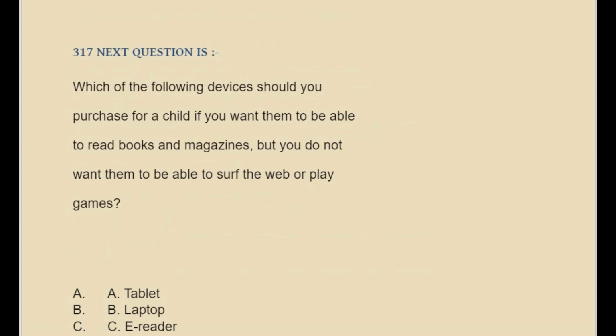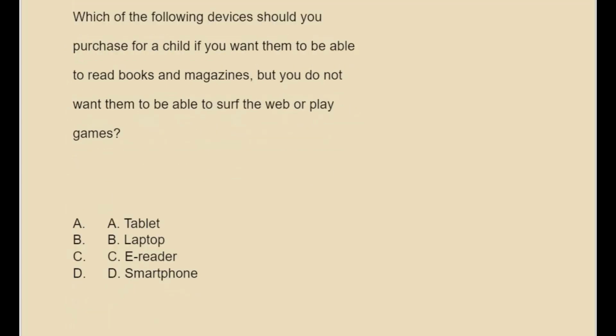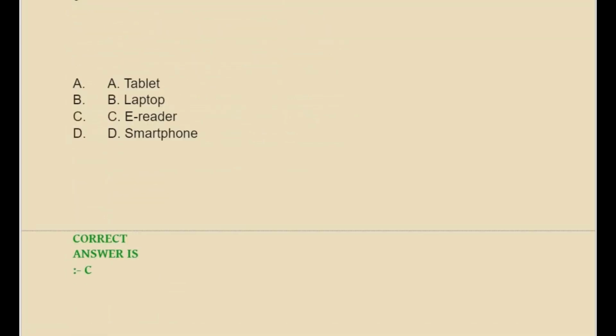Question is which of the following devices should you purchase for a child if you want them to be able to read books and magazines but you do not want them to be able to surf the web or play games? Option A. Tablet. Option B. Laptop. Option C. E-reader. Option D. Smartphone. Correct answer is option C.